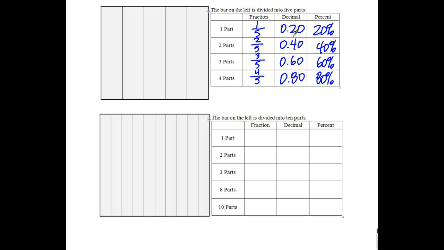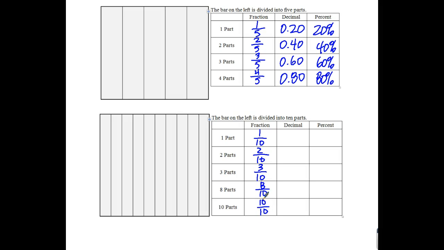All right, now I got another one, 10 parts. This one I hope will be relatively easy for you, so go ahead. Try to fill out the whole thing. Go. All right, 10 pieces, I get 1. 10 pieces, I get 2. 10 pieces, I get 3. 10 pieces, I get 8. 10 pieces, I get 10. Okay.